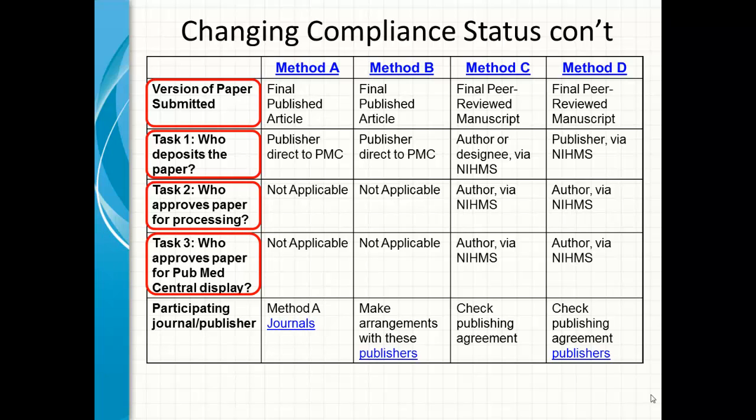Who is responsible for approving the paper for the final PubMed Central display? This is when it's been processed into PDF format by PubMed. So method A and B is not applicable because it's already in PDF format from the publisher. In C and D, the author is responsible for looking at it. And it should be noted that the author must at least open the PDF and close it. Otherwise, the system will not consider it done.